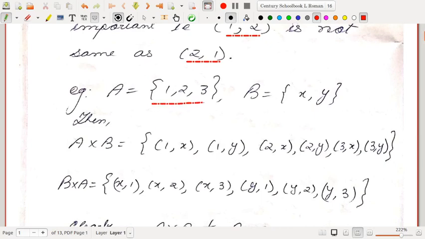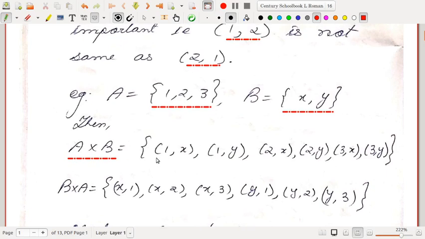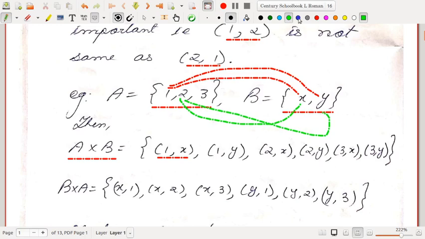For example, A equal to {1, 2, 3}, B equal to {x, y}, then A cross B is (1, x). So we pair it this way: 1 goes with x and then 1 goes with y. Then next, 2 goes with x, then 2 goes with y. The third one is 3 goes with x and then 3 goes with y. So that is the system. So A cross B is (1, x), (1, y), (2, x), (2, y), (3, x), (3, y).